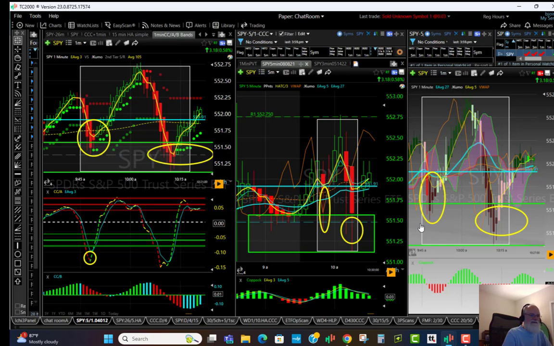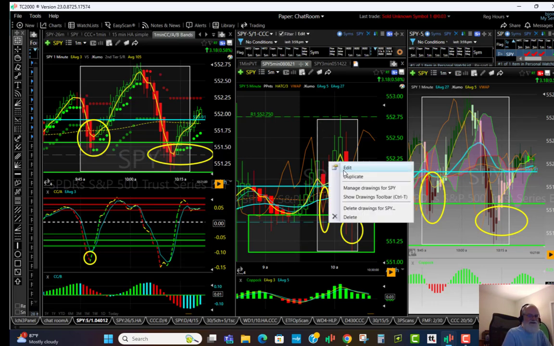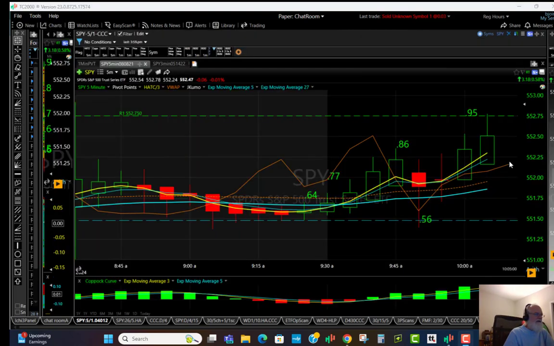The next thing I want to talk about is same-day expiration options. Okay, and I'm going to expand this out. I'm going to get rid of all these drawings, and then I'm going to come back and show you the possibility with same-day expiration options here. Okay, in this little portion right here, I'm going to talk to you about same-day expiration options.